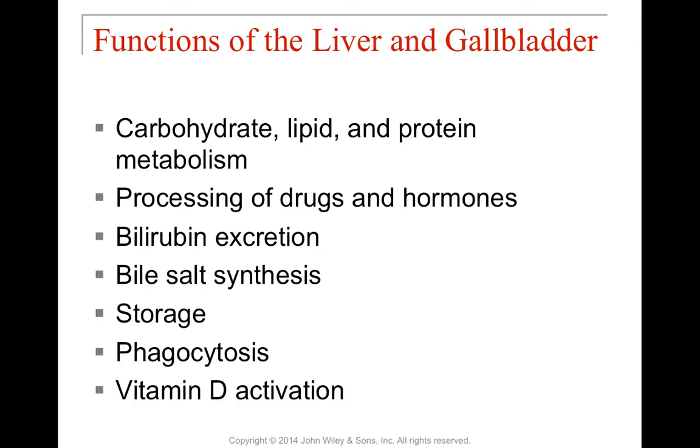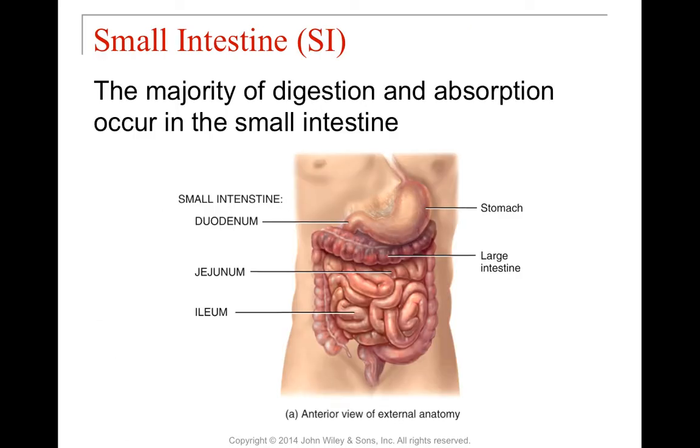Also helps with storage. Again, this is the gallbladder we're talking about now. Phagocytosis and vitamin D activation also occur. So we activate vitamin D, and we can also attack any foreign invaders. So the liver and the gallbladder are actually very important in multiple different parts of your body systems, not just in digestion.